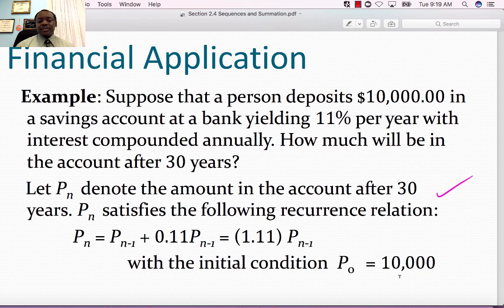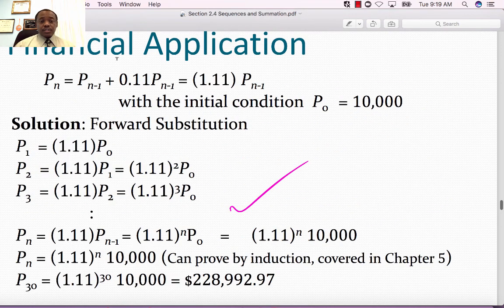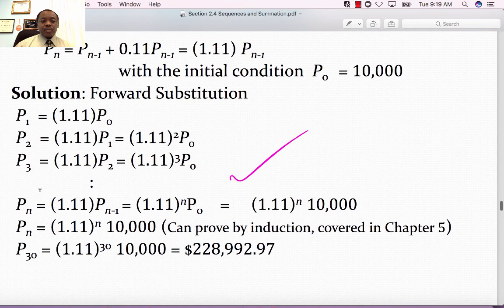So it's very easy for me to determine what the savings would be in 3 years, in 4 years, in 25 years from the year the money was deposited. Of course, I have to solve it and actually get Pn just in terms of n. And if we do forward substitution or backward substitution, as we have seen, we would end up with Pn equals 1.11 raised to the power n times P0, which is 1.11 raised to the power n times 10,000.